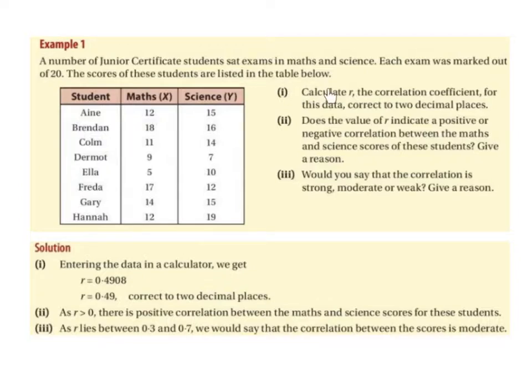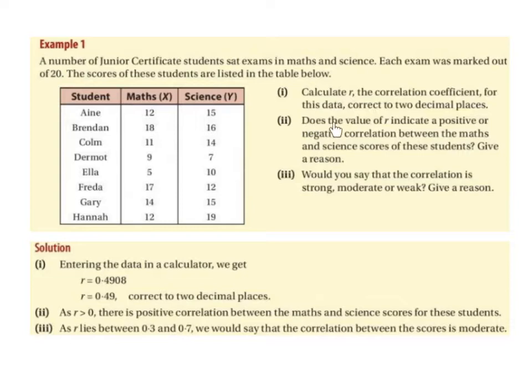Part 1. Calculate r, the correlation coefficient for this data, correct to 2 decimal places. So entering the data in a calculator and following the steps from the previous slide, we get r equals 0.4908, or r equals 0.49, correct to 2 decimal places.